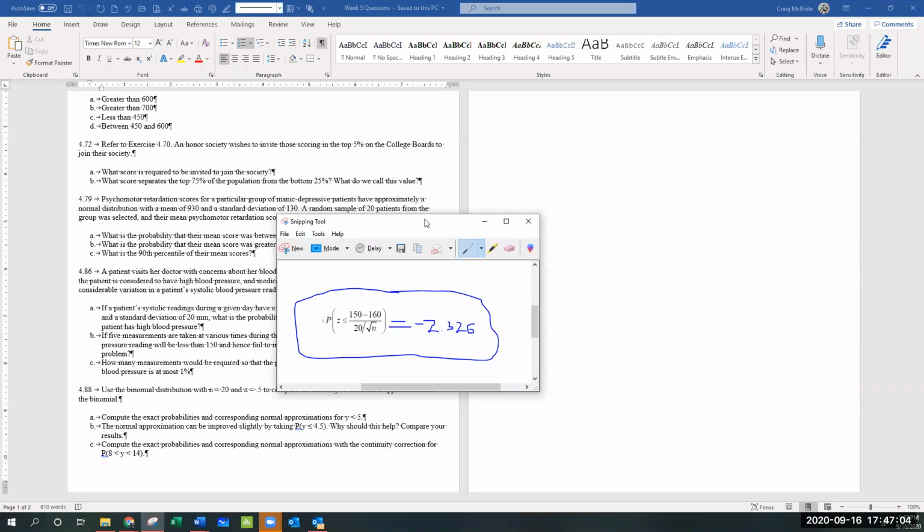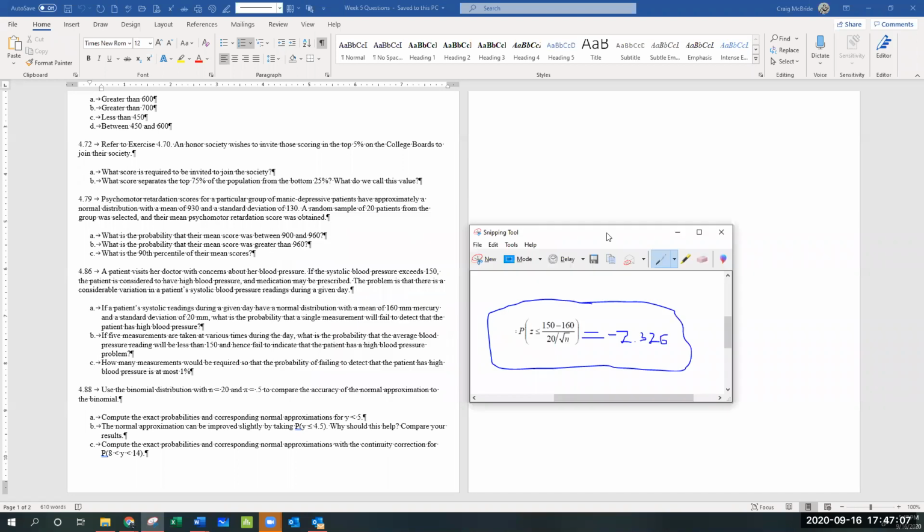So this would be the Z-score formula that you would use for 486C, because if the blood pressure exceeds 150, it's considered to be high blood pressure. If you read the whole context of this, it tells us that there's a mean of 160 and a standard deviation of 20. So there's our mean of 160 and our standard deviation of 20. And then the Z-score formula is X minus mean all over the standard deviation divided by the square root of the sample size.